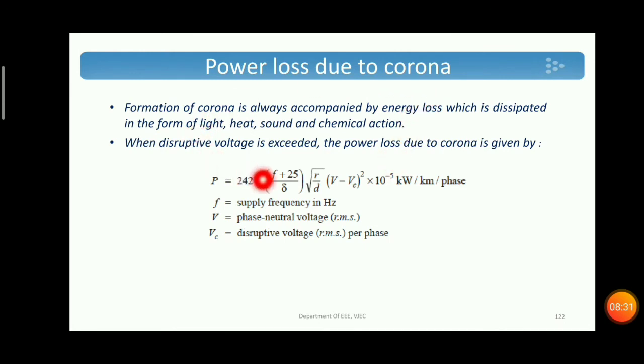Then power loss due to corona. The formation of corona is always accompanied by energy loss in the form of light, heat, sound and chemical action. There will be formation of light, and along with that heat production, a hissing sound, and chemical action. So power loss is given as P equal to 242.2 into (f plus 25) by delta, root of R by D, (V minus Vc) squared, into 10 raised to minus 5 kilowatt per kilometer per phase. It depends on the frequency of supply, phase to neutral voltage and disruptive voltage.